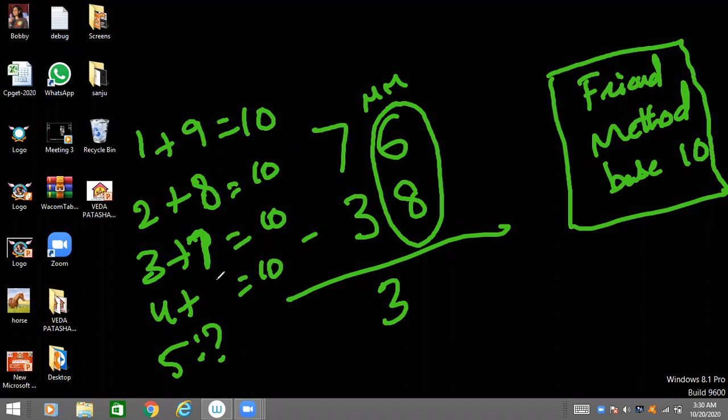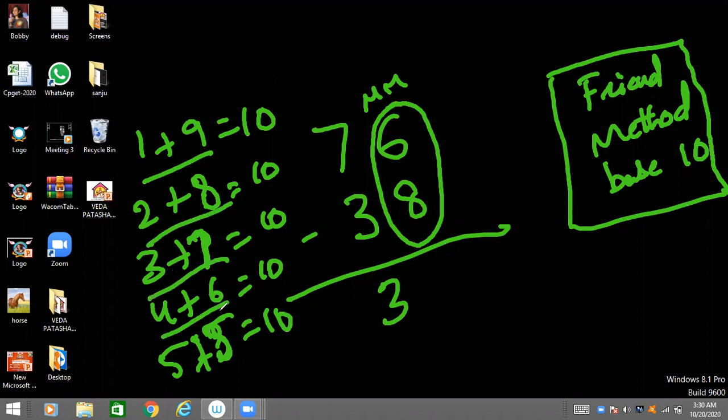So there is a pattern, and this is like 5, only 5. So this is called the friend method. Why do we call it the friend method? Because these two are friends. These two are friends. These two are friends, and 5 is also friends. Whenever you see it, you just remember the other one.